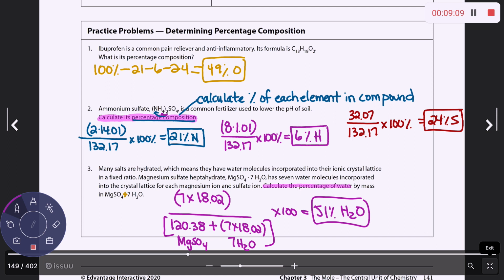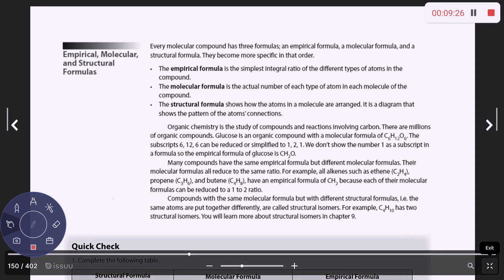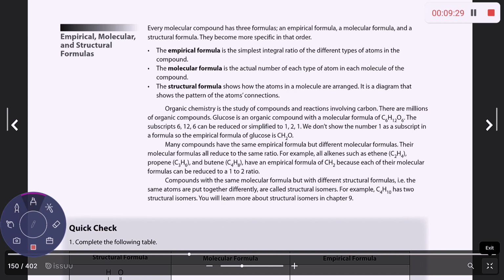Let's turn the page. Okay, that's pretty much half of this section. And the rest of this is empirical and molecular formulas. Okay, so now what we can do is, let's take a look at a couple of terms. The simplest ratio of each element or different type of atom in a chemical formula is called the empirical formula. Okay, so they usually call this the simplest ratio. If I multiply that simplest ratio by a whole number, I get the molecular formula.